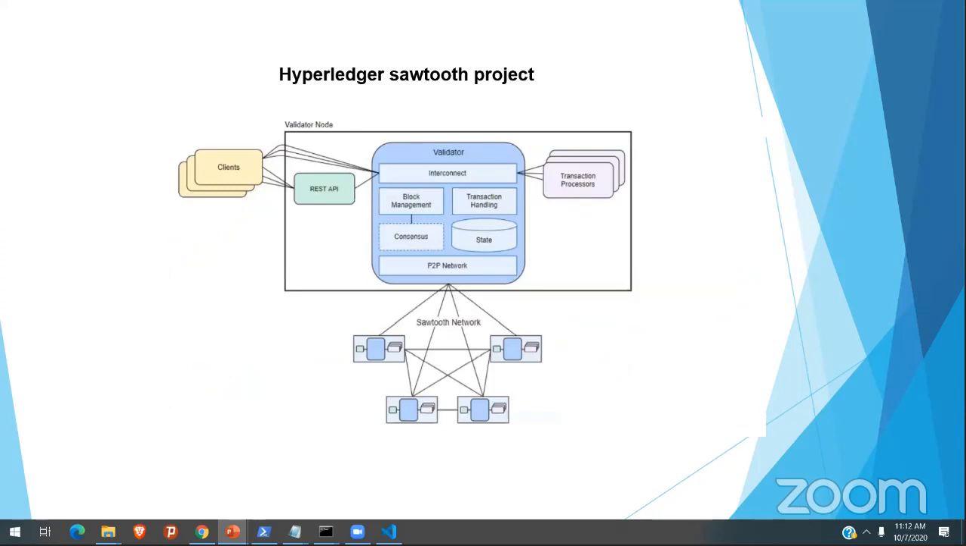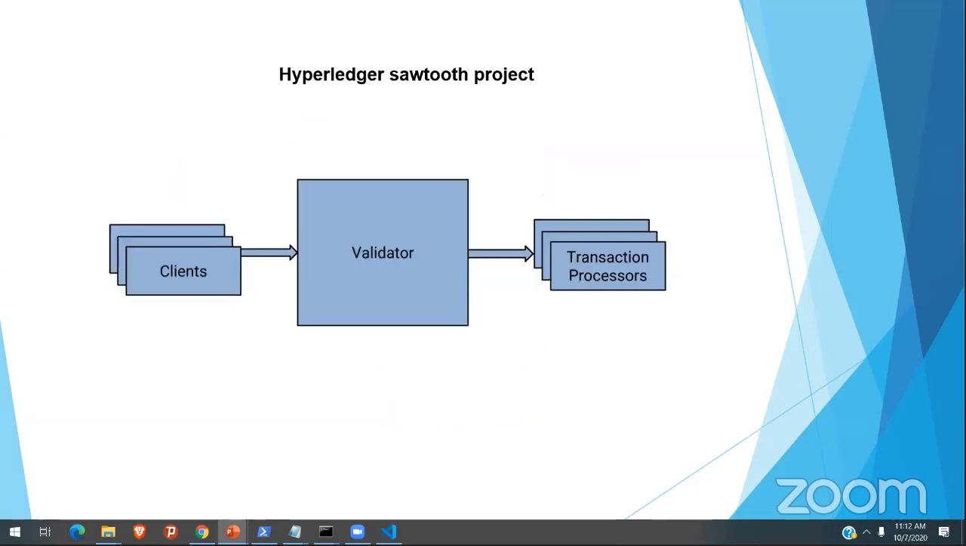So this is the architecture of the Hyperledger Sawtooth. We have clients and an intermediate REST API, through which we'll be communicating to the validator. This validator will be having more than one transaction processor, where the business logic will be written. Then we will be having multiple validators, and these validators will be making the Sawtooth network. Clients interact with the validator. The validator redirects those transactions to the transaction processors.